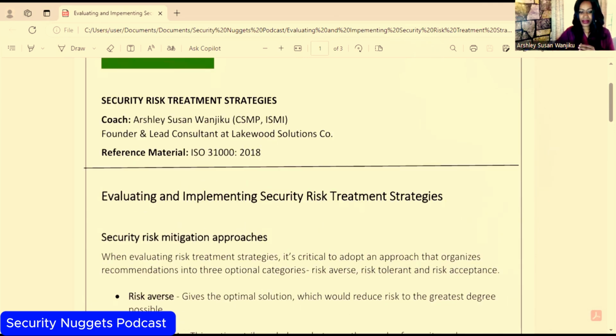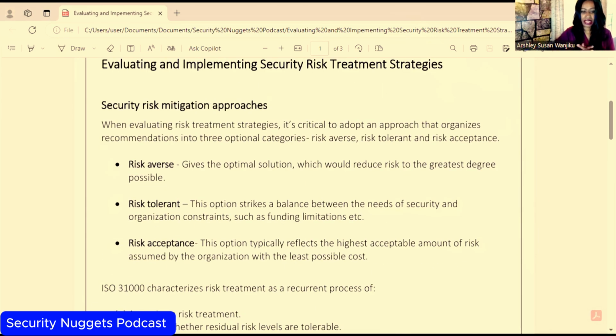assets. Now, we do have three approaches when it comes to security risk mitigation. And these are the three approaches that need to be considered when you're looking at the most ideal risk mitigation strategies or risk treatment strategies for the target threats that were prioritized in the previous process of risk evaluation. You need to consider the three approaches that are there as far as risk mitigation is concerned.